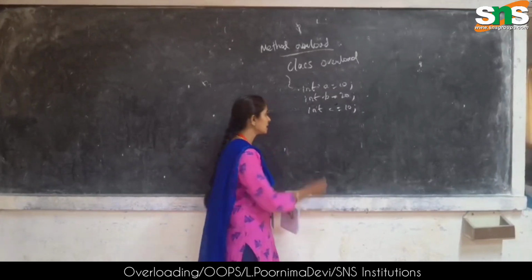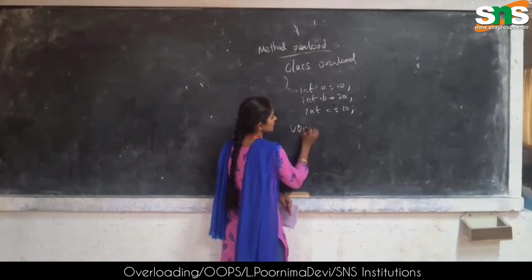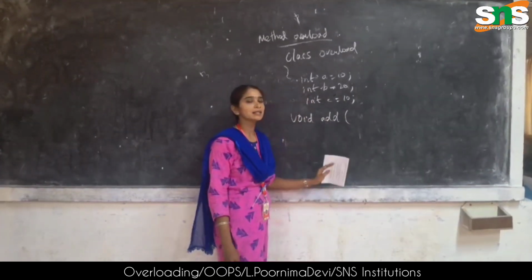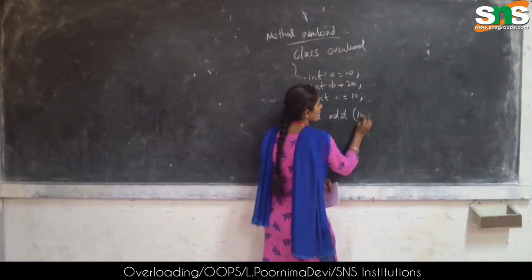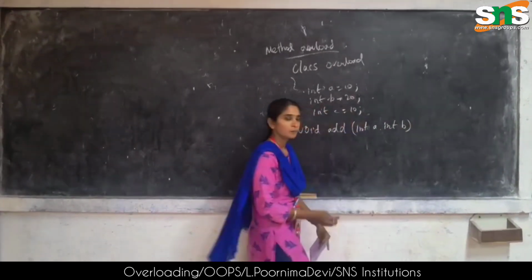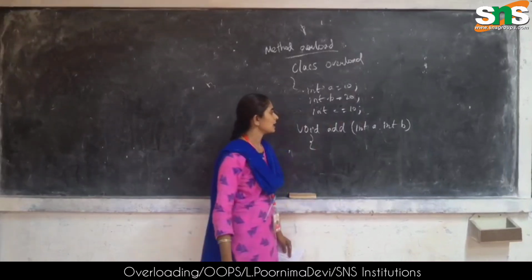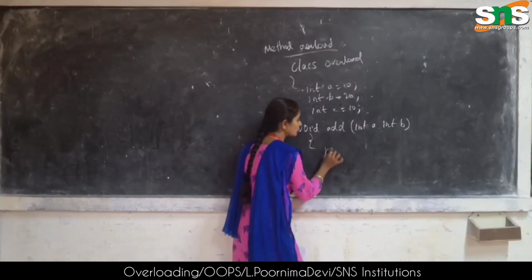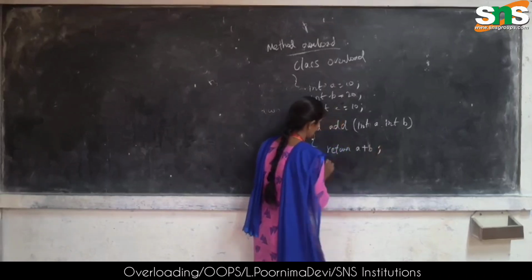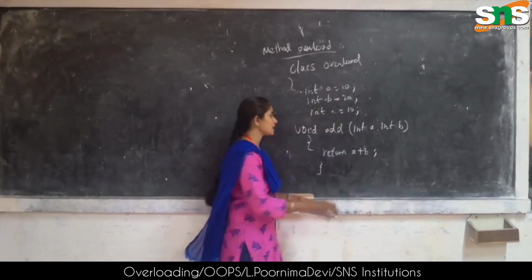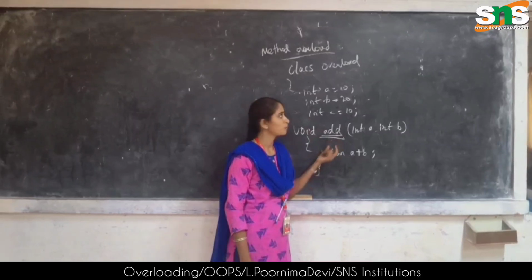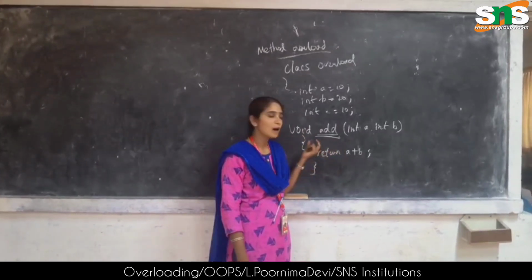After that I have to use the method void add. First we have to add the two integers, so int a, int b. In this I have to return the value as a + b. This is the method which I have defined for the class add. This is the process we have to define.